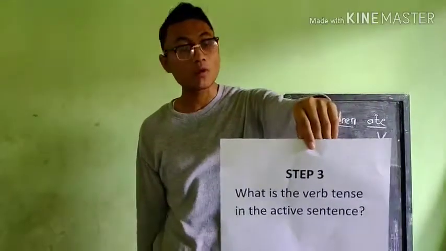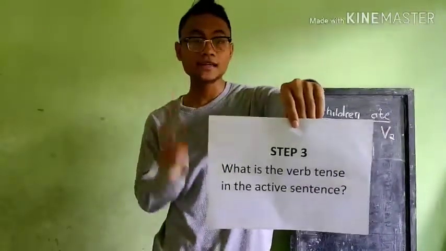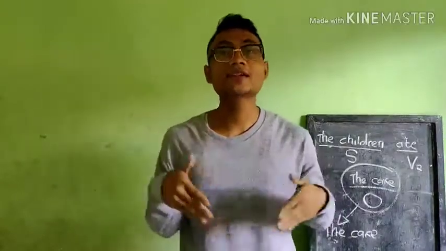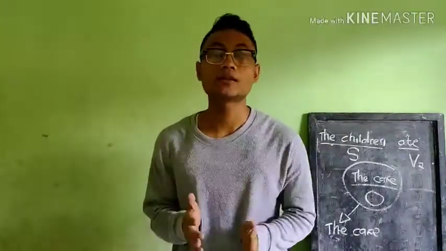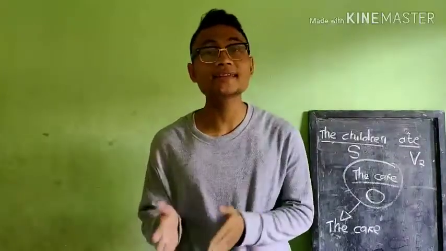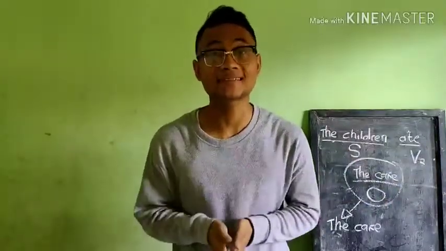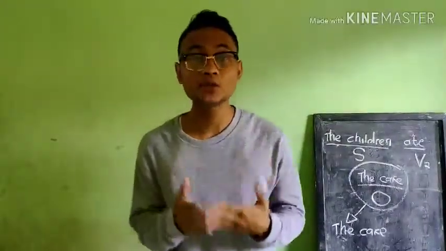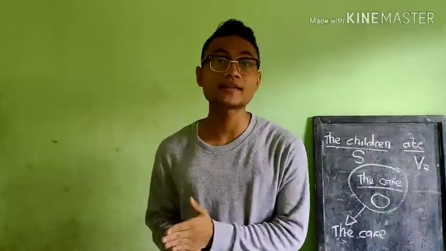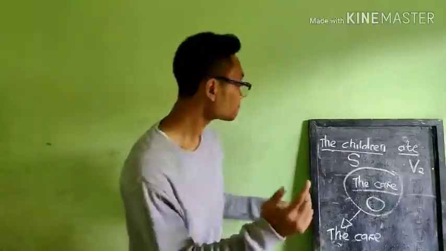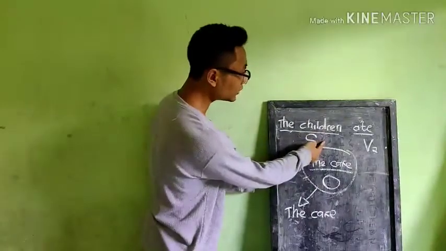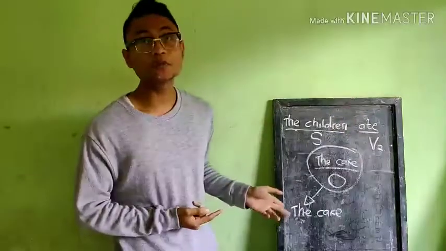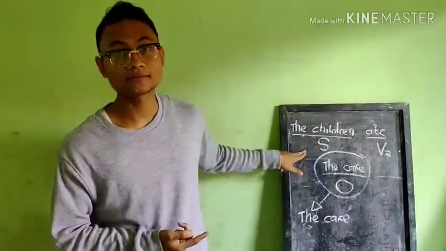Step 3. What is the verb tense in the active sentence? This is really important because the passive voice exists across different tenses. So you must check the tense of the active sentence to make sure your passive sentence is correct. Like, the children ate the cake. We use the simple past tense in this sentence.